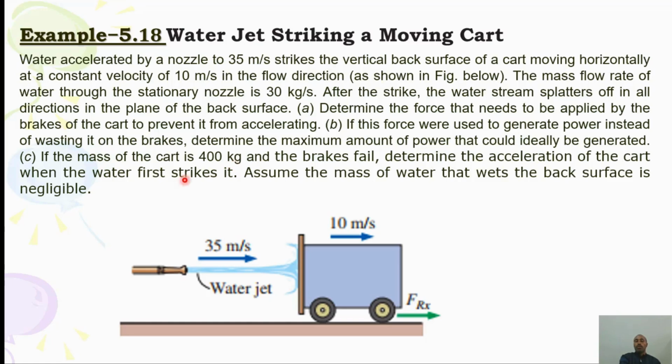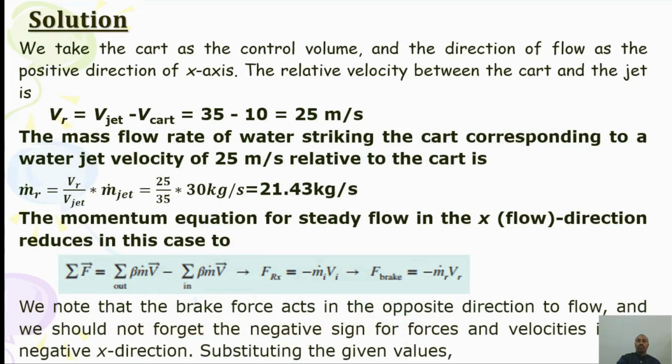So I think you have a jet of water striking with this velocity, 35 meters per second, just strikes this back face of the cart, and the cart is moving in this direction with velocity 10 meters per second. So what will happen? I think the required quantities are given. Now let us solve. We take the cart as a control volume. So as a control volume, you can assume the direction of the flow as the positive direction of the x-axis.